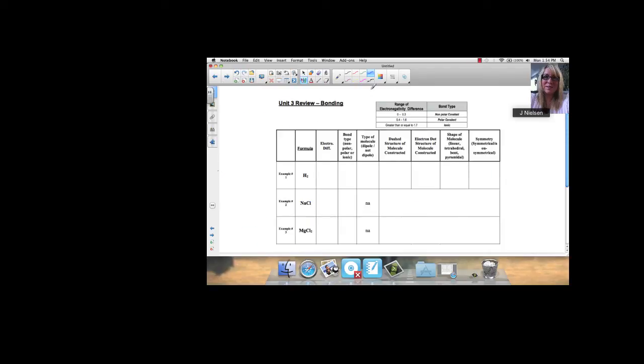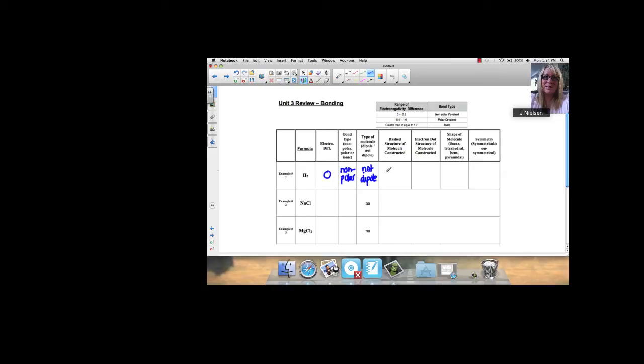So let's review bonding by example. In H2, I have an electronegativity difference of 0 because there's 2 of them. If my electronegativity difference is equal to 0, it is going to be nonpolar. And the reason it's nonpolar is due to its symmetry. So this is not a dipole.